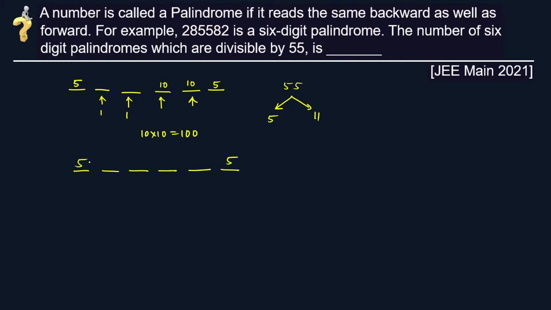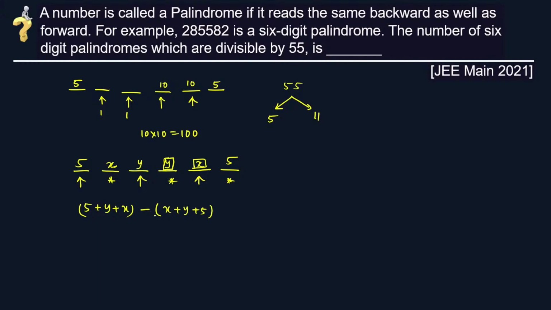Now, in that 6-digit number, this place is 5, this place is 5. These two places are fixed. Now, let us say this place be x. I don't know which digit will come here. And let us say this place be y. So, obviously, whatever value you are putting here, you have to put the same value here. And whatever value you are putting here, you have to put the same value here. Therefore, the sum of the odd places is this. And the sum of the even places is this.